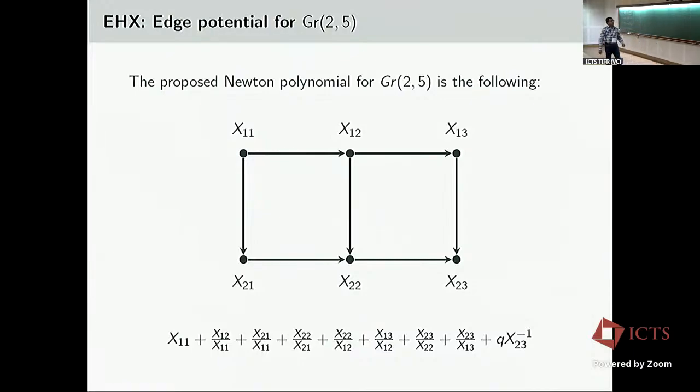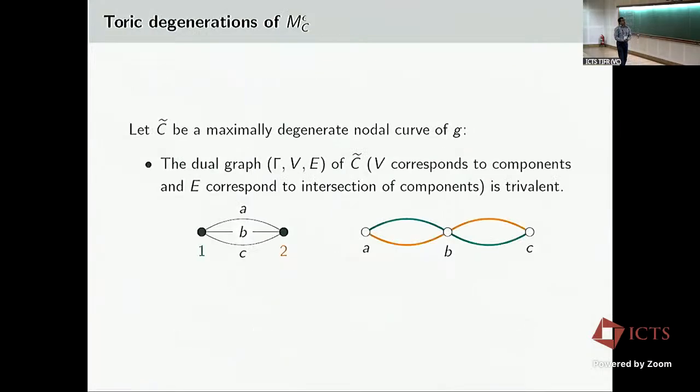Okay, so this is the proposal. I want to do this proposal for the Fano variety that is very popular, at least in this part of the world: the moduli space of vector bundles. That's the Fano variety.